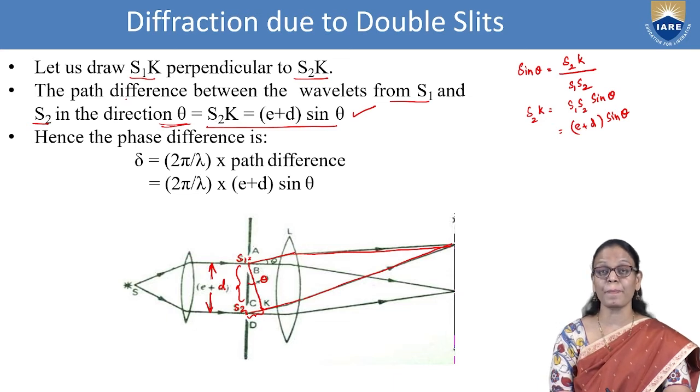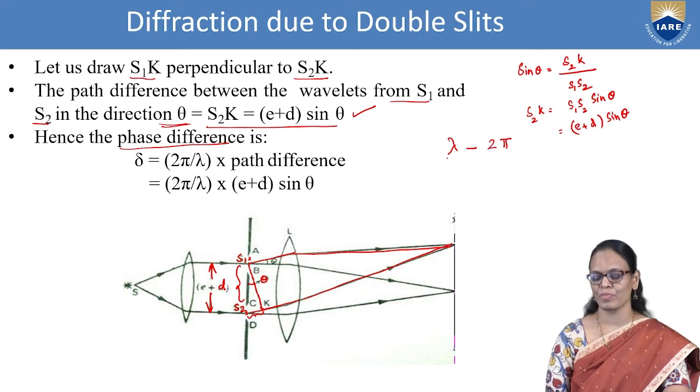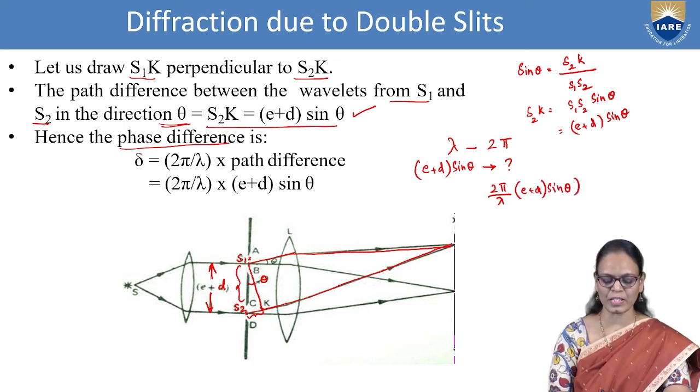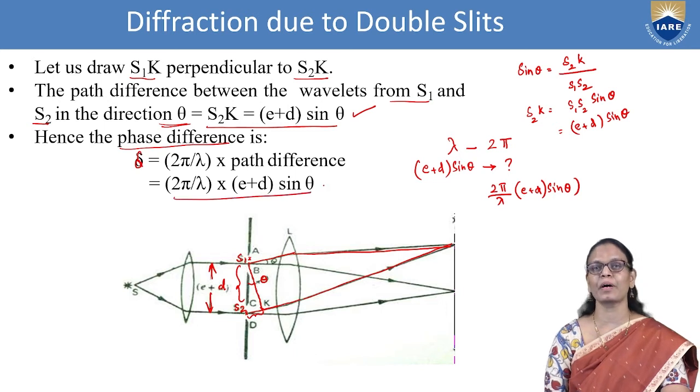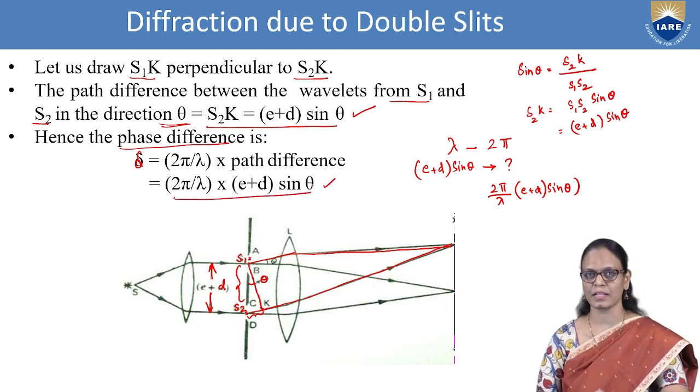Now, if we have a path difference of e plus d into sine theta, what will be the phase difference? We go back to the fact that if there is a path difference of lambda, the phase difference is 2 pi. So here the path difference is e plus d into sine theta. So the phase difference is 2 pi by lambda into e plus d sine theta. So we have written the phase difference delta as 2 pi by lambda into e plus d sine theta.